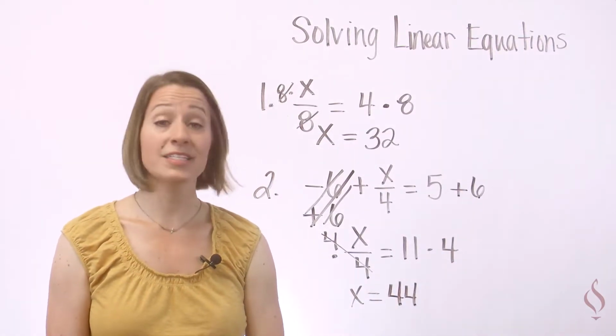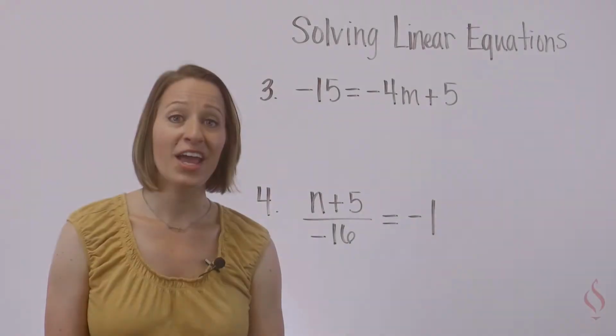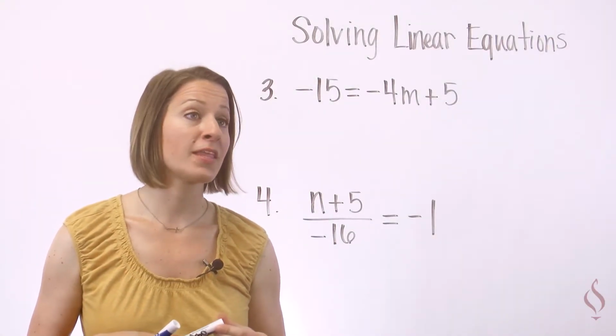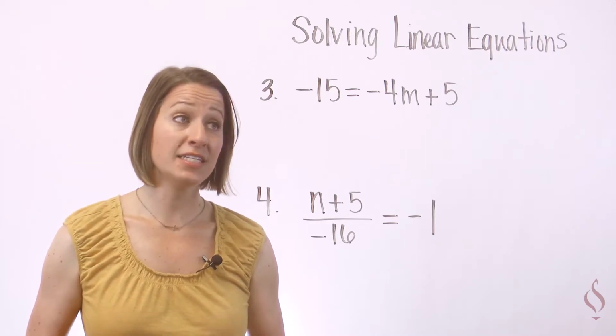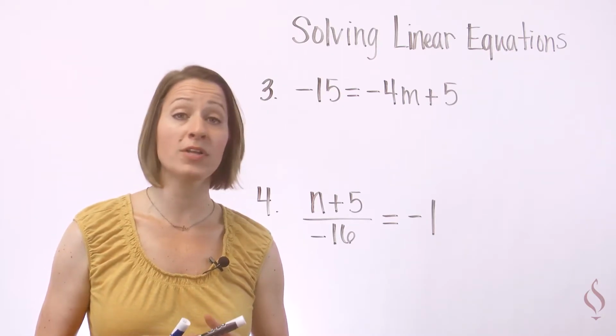In this problem, we get x equals 44. Okay, let's take a look at 2 more. Number 3 says negative 15 equals negative 4m plus 5.